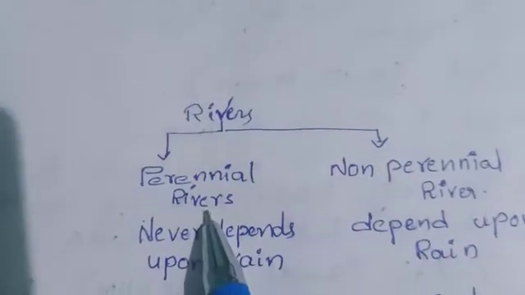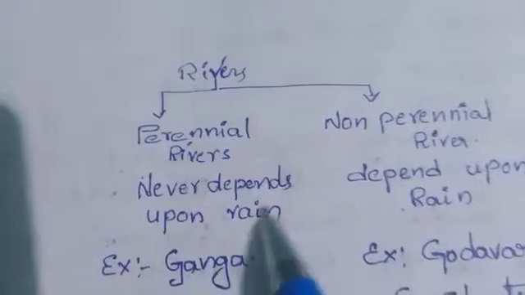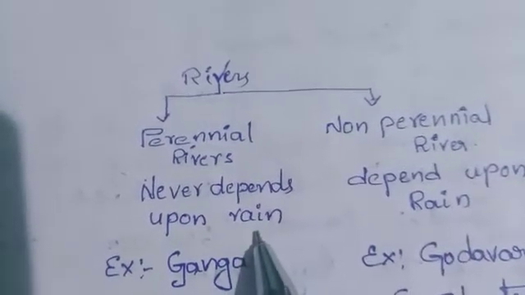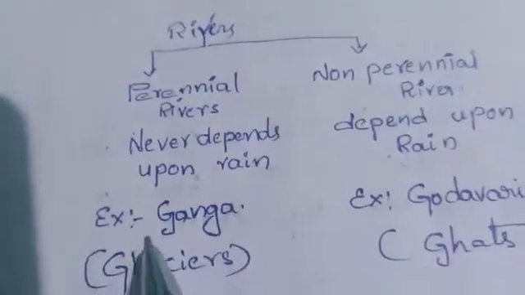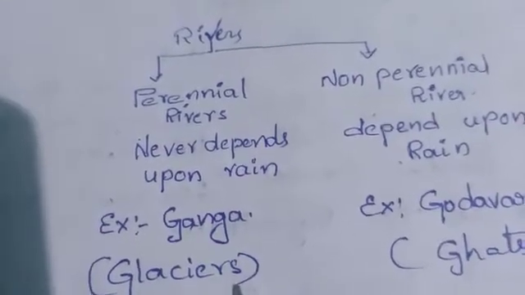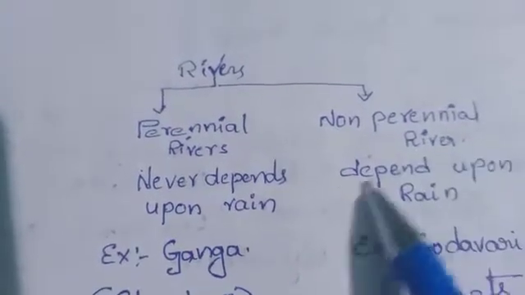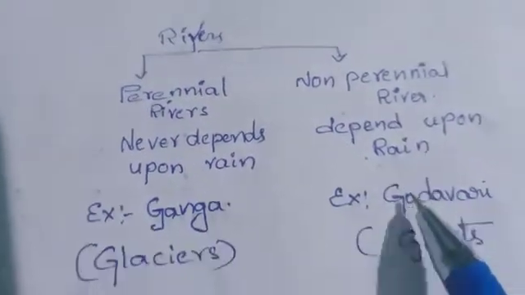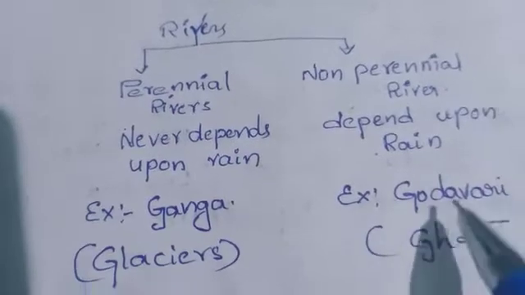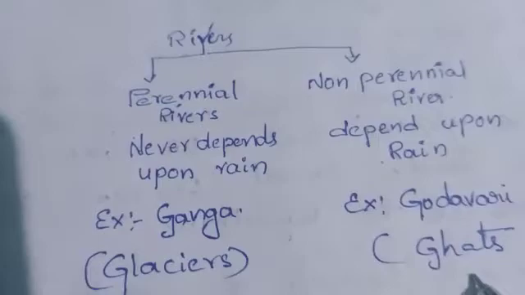Perennial rivers. So what is meant by perennial rivers? Rivers are of 2 types, perennial rivers and non-perennial rivers. Perennial rivers never depend upon the rain. They always contain water throughout the year. Example, Ganga. The Ganga river originates from the glacier. Next, non-perennial rivers always depend upon the rain. Example, Godavari. Most of the non-perennial rivers originate in the Ghats.